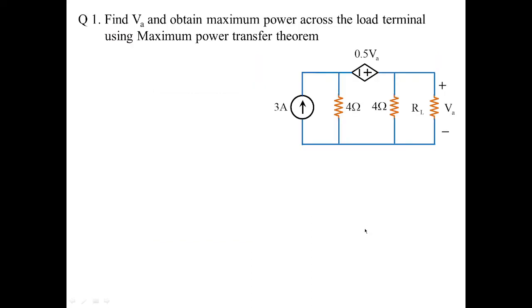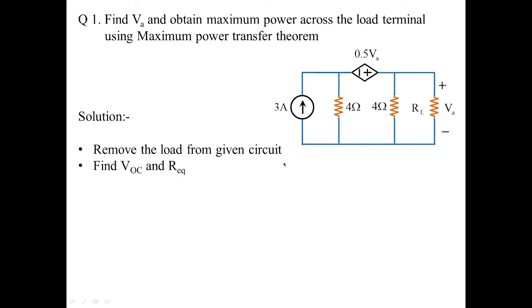So let us go with the important discussion of dependent sources. Here you can see Va, which is situated over this RL, is known as a voltage dependent voltage source, and we have to obtain its value, and we have to obtain the maximum power using the same theorem. So for that, first I'm going to remove the load from the given circuit. Then I'm going to find out the open circuit voltage and R equivalent.